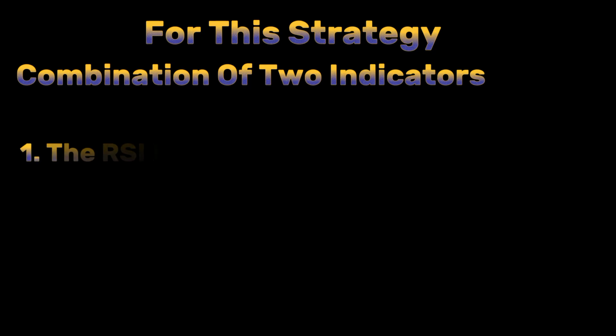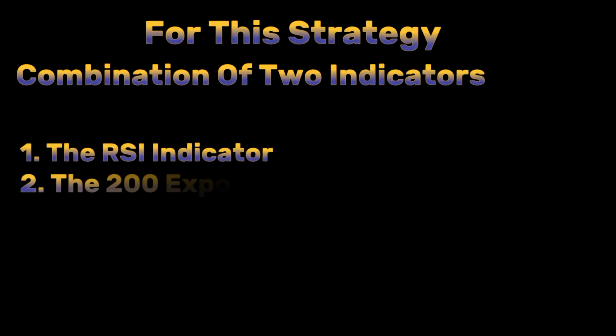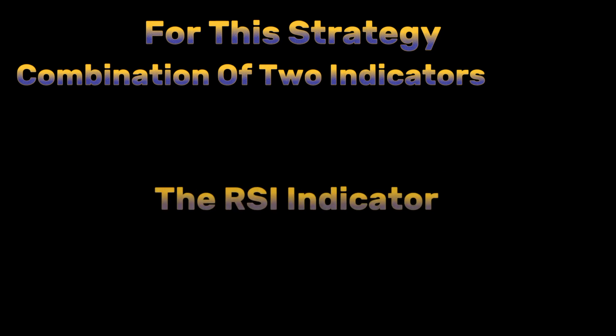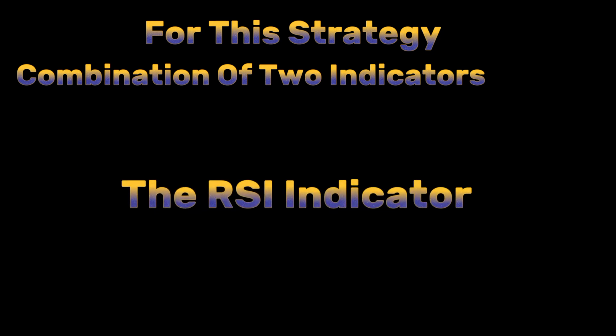For this strategy, we will be using a combination of two indicators, the RSI indicator and the 200 exponential moving average. But first, let's focus on the main indicator, which is the RSI indicator, because it will be helping us to generate our entry signal.